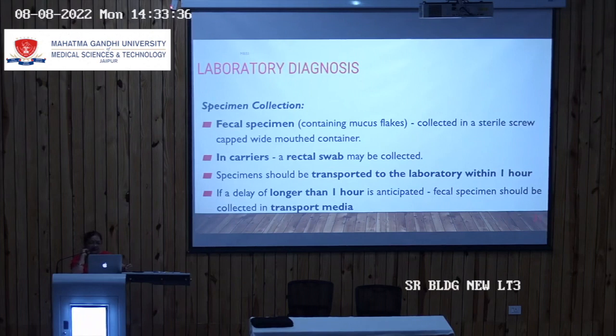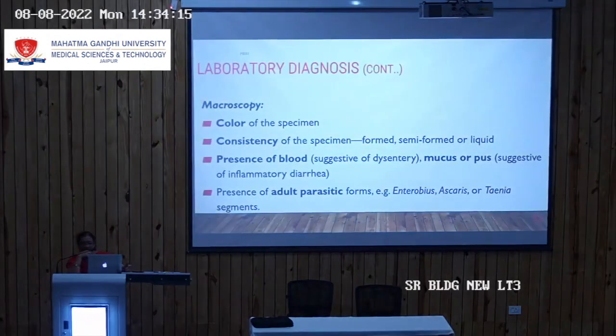Specimens should be transported to the laboratory within 1 hour, because there is a lot of other resident flora also, and they will overshadow the pathogenic bacteria. So it is important that the samples should be processed in an hour. If the delay is longer than 1 hour, then they should be sent to the lab in a transport media. Transport media generally helps in the multiplication of the pathogenic bacteria and not of the common commensals.